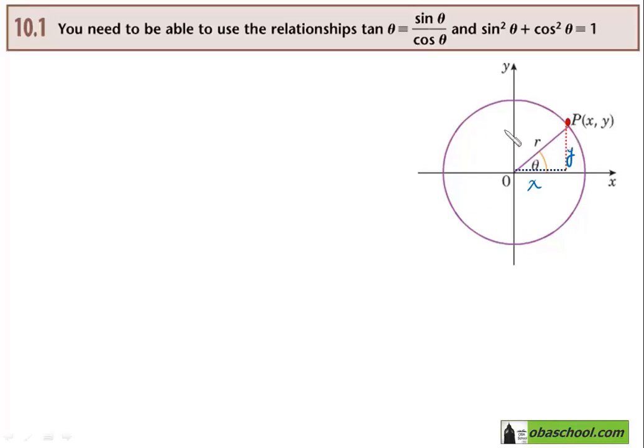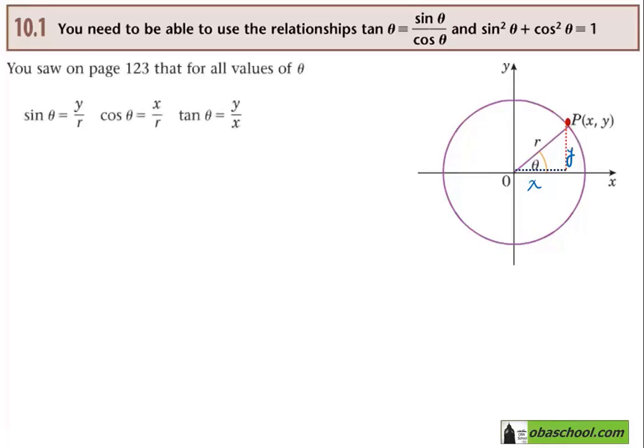Looking at this figure, we can say that sine theta is opposite over the hypotenuse, which is y over r. Cosine theta is adjacent over the hypotenuse, which is x over r. And tan theta is opposite over the adjacent, which is y over x. This is the definition for the normal trigonometric relations.